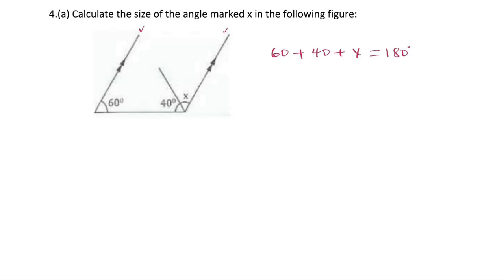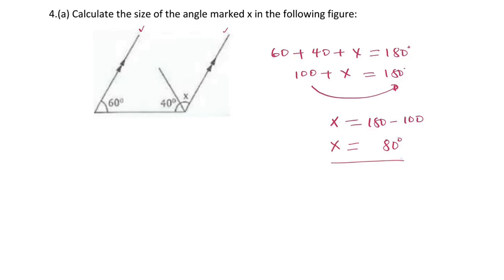Okay, so solving this, we are having 100 plus x equals to 180. Okay, so now let us collect the constant terms. We are having x equals to 180 minus 100, of which after solving this, we are having 80 degrees. And this is going to be the value of x.